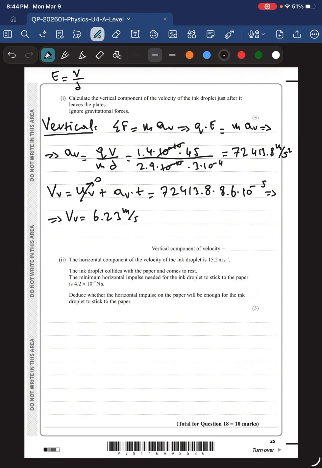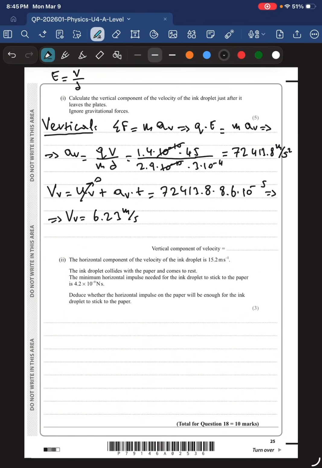Part 2. The horizontal component of the velocity of the ink droplet is 15.2 meters per second. The ink droplet collides with the paper and comes to rest. The maximum horizontal impulse needed for the ink droplet to stick to the paper is 4.2 times 10 to the negative 9 newton seconds. Deduce whether the horizontal impulse on the paper will be enough for the ink droplet to stick to the paper.